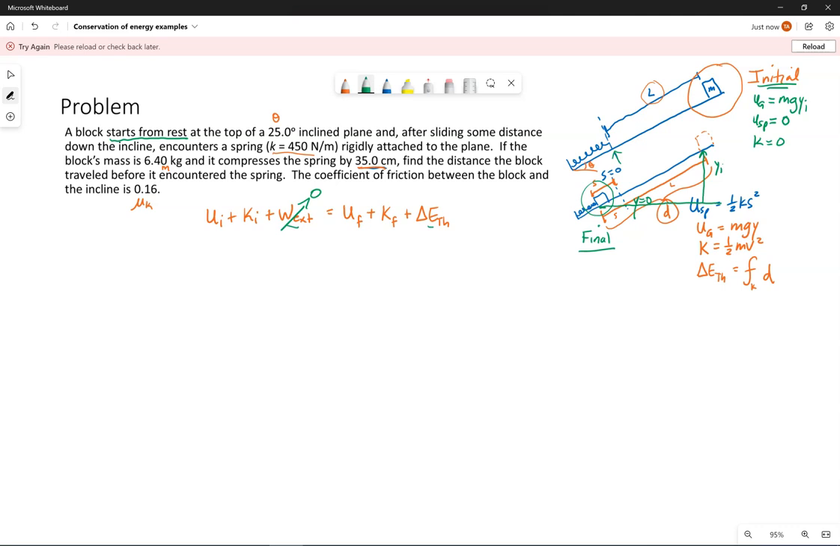But, as in the previous examples, that height is directly related to that total distance d the block slides along the incline. We can say, as in the previous two examples, that y is equal to d sine theta.